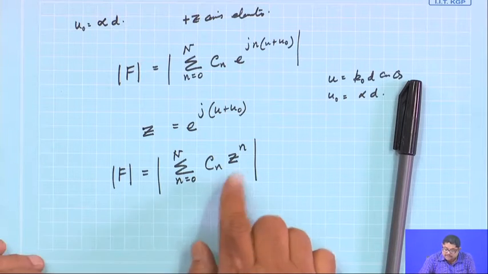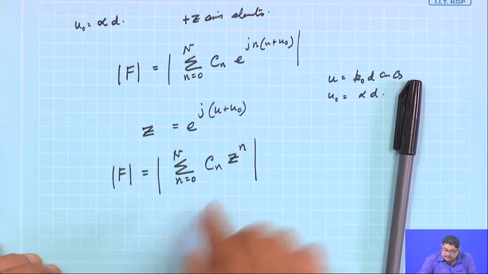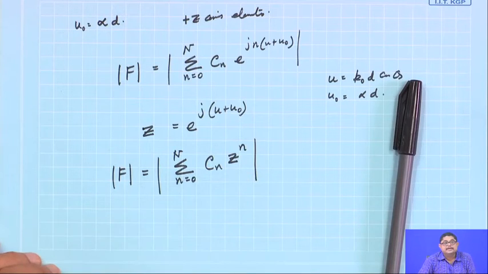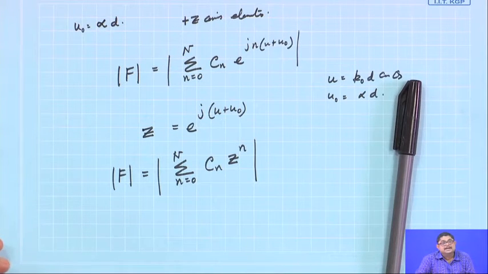So, this z to the power n expression is nothing but a polynomial expression of order n. That is his contribution. Now, mathematics has richly studied these various polynomials. So, those polynomial properties will transport to the synthesis of the array patterns.